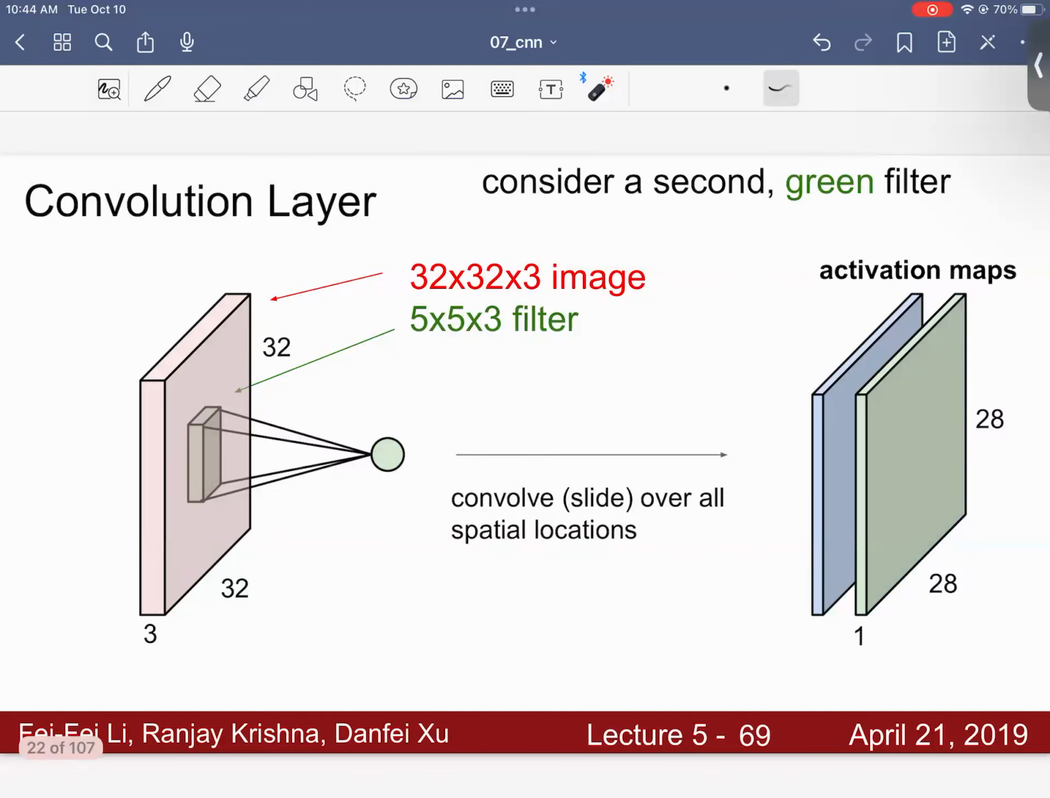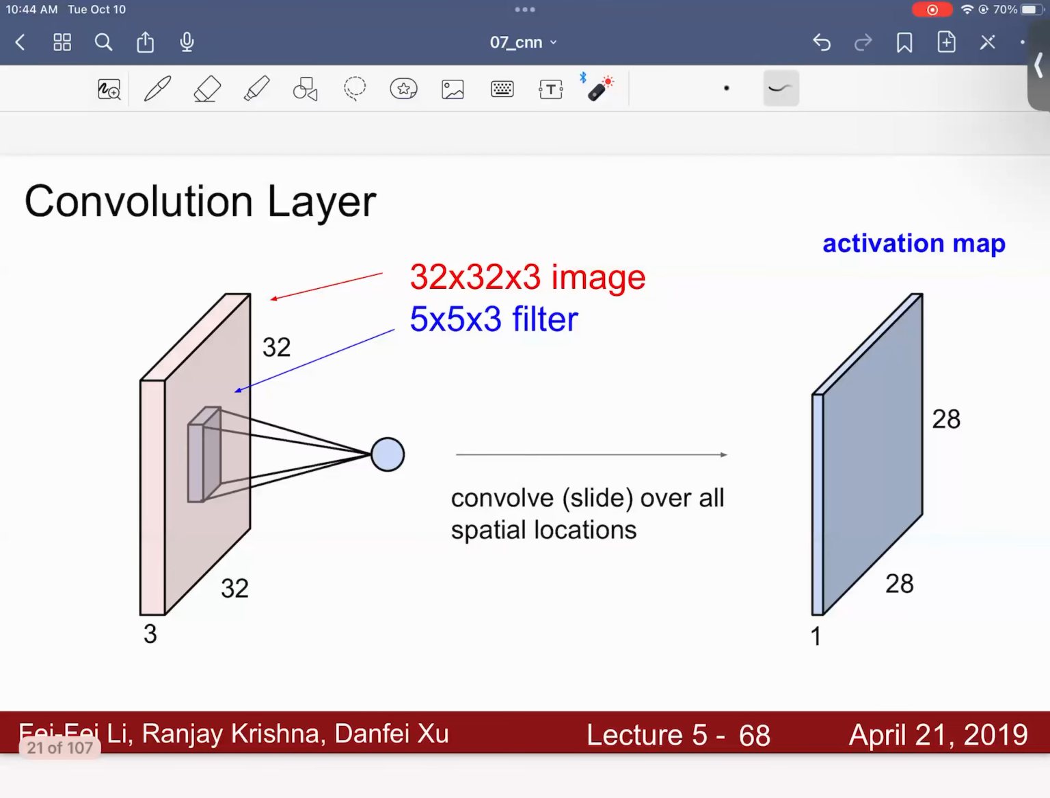And if you use another filter, so the first filter was the blue filter, right? What's happening here is that a single filter on a patch is a dot product, so the output of the dot product is obviously a scalar value. If you start from the top, that scalar value will be the very first value here, and if you move to the right, that value will be here, and that's how you get the entire activation map.